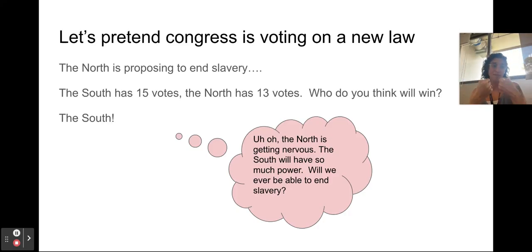Okay? So there's this conflict. North says, not counting your slaves. South says, you better count them or we're not joining. We're not signing the Constitution.